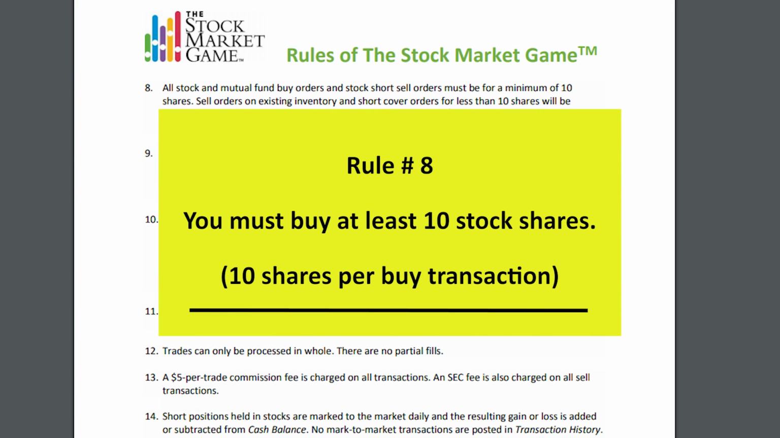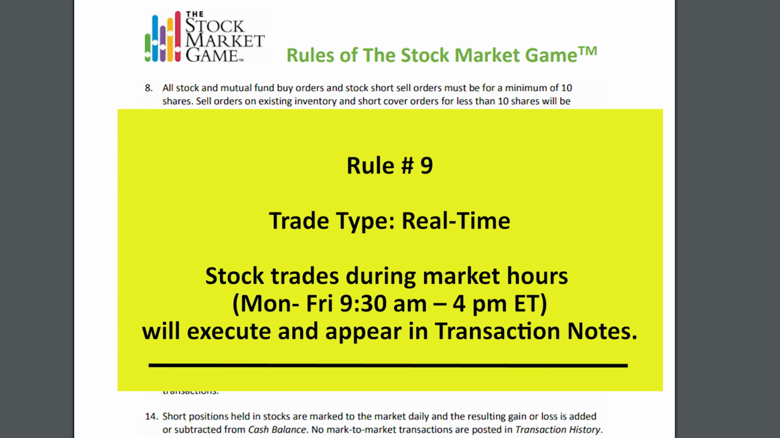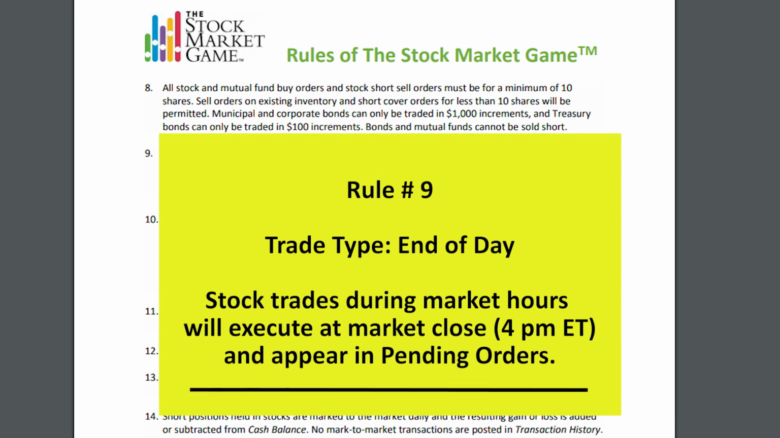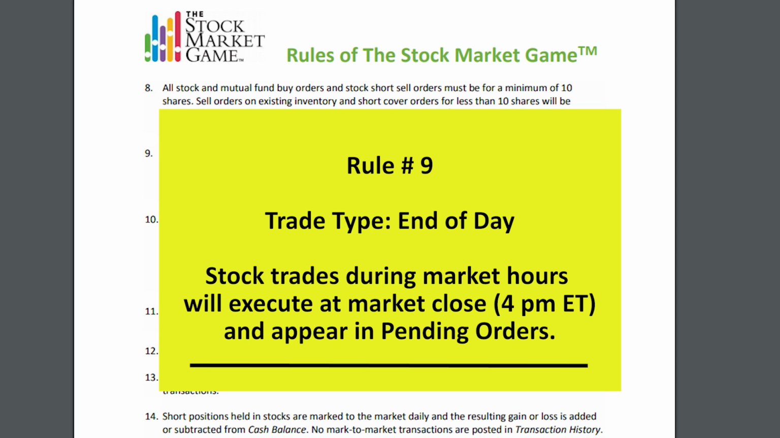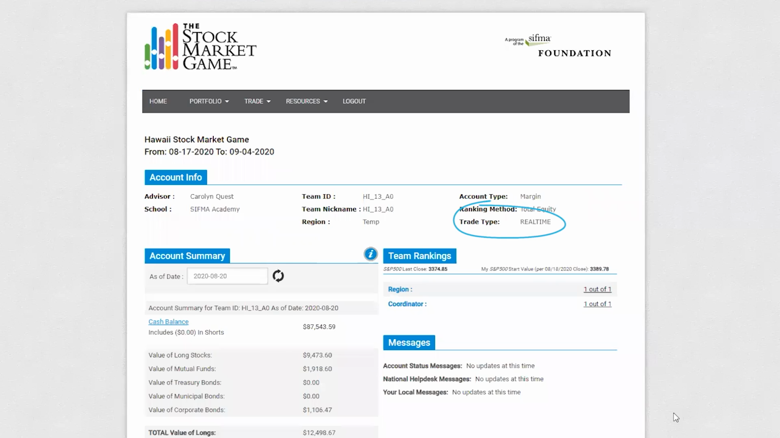Rule number 8. You must buy at least 10 stock shares. Rule number 9. If your trade type is real-time and you enter a stock trade during market hours, Monday through Friday, 9:30 a.m. to 4 p.m. Eastern Standard Time, your stock trade will execute immediately and appear in transaction notes. If your trade type is end of day and you enter a stock trade during market hours, your stock trade will price at the end of the market day, 4 p.m. Eastern Standard Time. It will immediately appear in pending orders until the trade executes. You can see your trade type here.